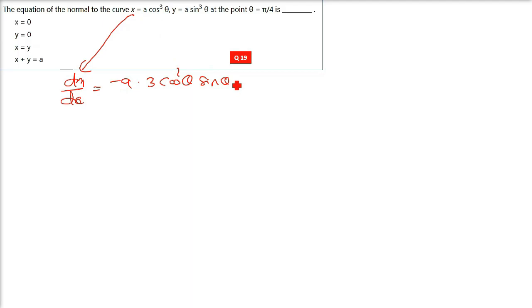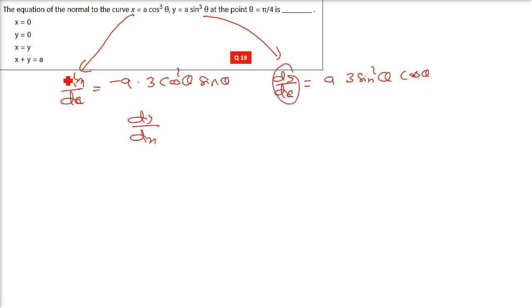Here also dy by d theta. This is a, sin cube theta is 3 sin square theta. Differentiation of sin theta is cos theta. Now dy by dx we are going to find out. So divide these two. I am doing it here only. Take the left hand stuff and put it below the right one.